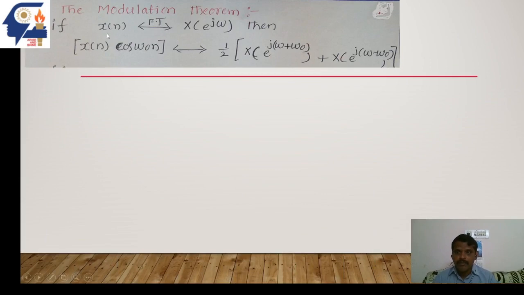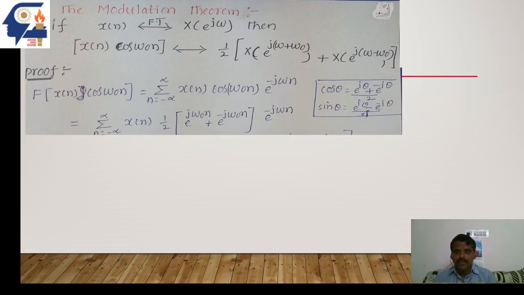If the Fourier transform of x of n is capital X of e power j omega, then what is the Fourier transform of x of n multiplied with cos omega naught n? This omega naught n is discrete: omega naught is a constant, n is discrete. We will see the proof. So the Fourier transform of any signal is summation n equal to minus infinity to plus infinity, given signal, e power minus j omega n. This is the formula.